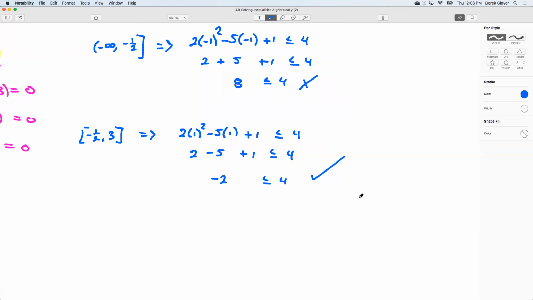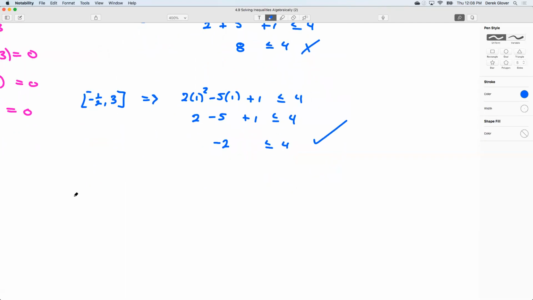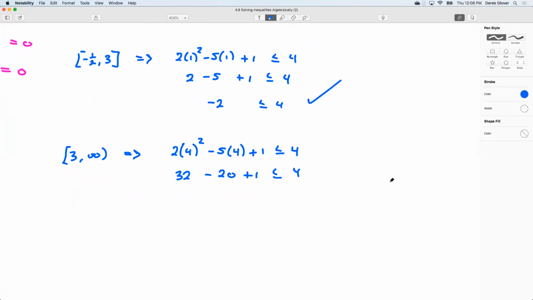But we'll test the last one just in case. So from 3 to infinity, we don't have a nice number to pick, so let's just test 4, I guess. So we can go 2 times 4 squared minus 5 times 4 plus 1 must be less than or equal to 4. 4 squared is 16, times 2 is 32, minus 20 plus 1 is less than or equal to 4. And we're going to see that this does not work. We're going to get 11 is less than or equal to 4. So this range of values doesn't work.